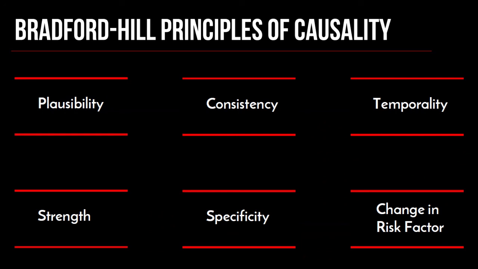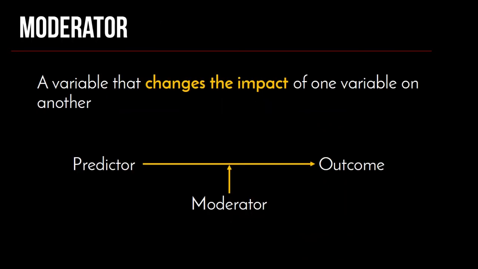The fourth principle is strength, so whether the effect size is big, is significant. Specificity is less important, so that there's one cause for one disease, that's the only thing that causes it. And when you change the risk factor, then you reduce the risk of the disease. So those are the principles of causality according to Bradford Hill.